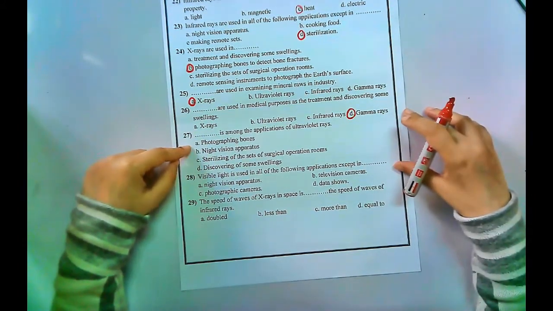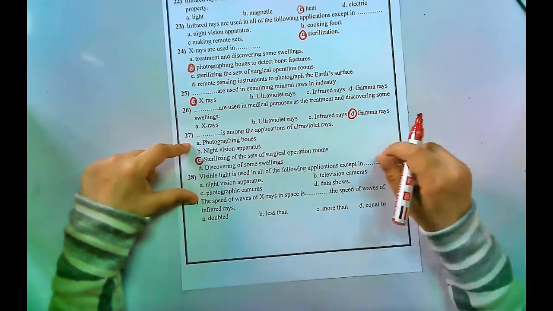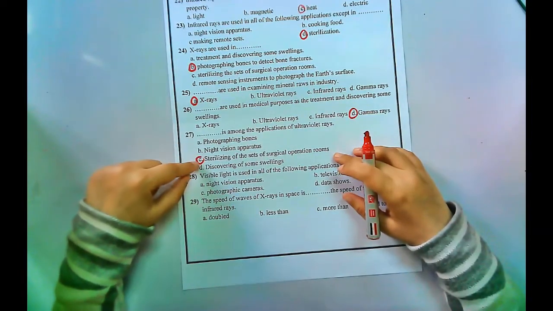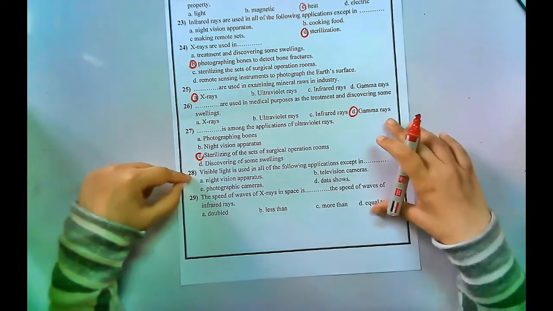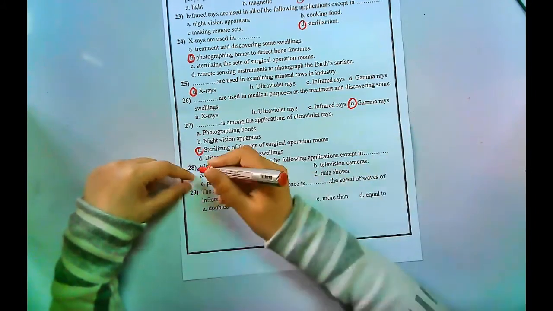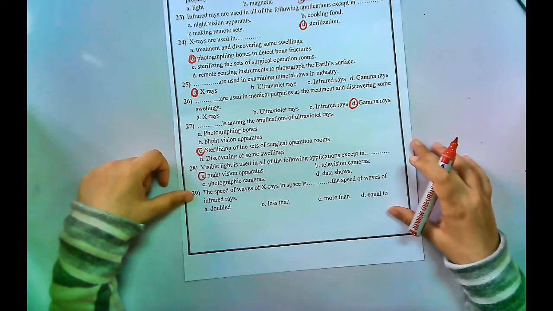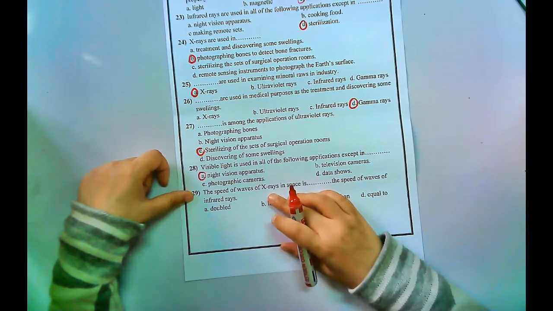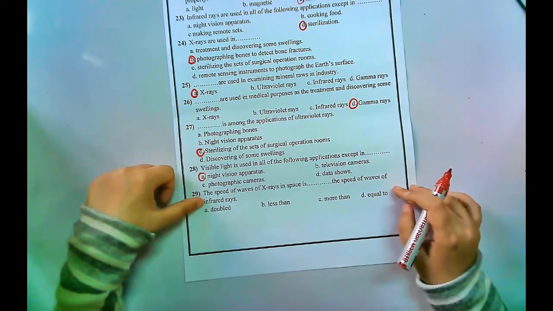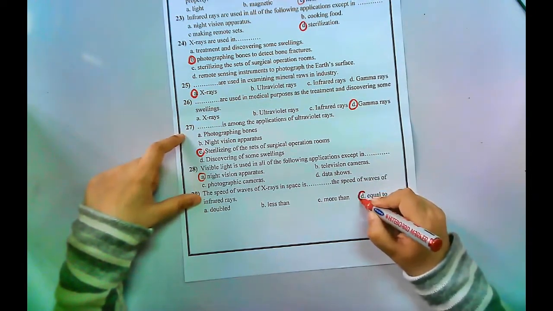What are among the applications of ultraviolet rays? Ultraviolet is used in sterilization of sets of operation rooms, surgical operation rooms. Visible light is used in all the following applications except night vision, because in night vision we use infrared, not visible light. The speed of X-ray is from electromagnetic, and infrared is also electromagnetic, so both of them have equal speed, which is 300 million meters per second.